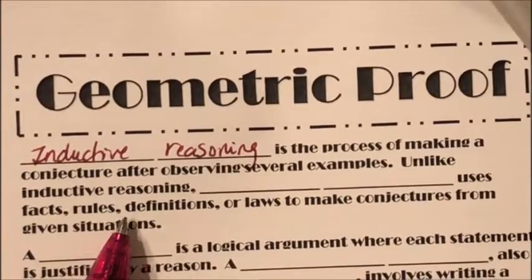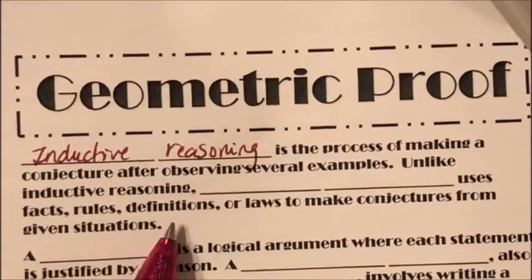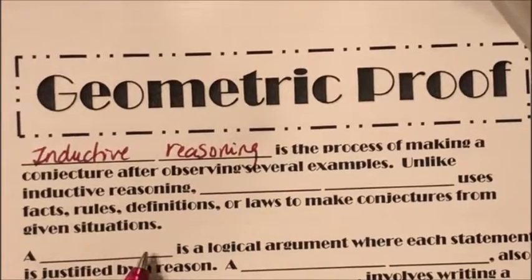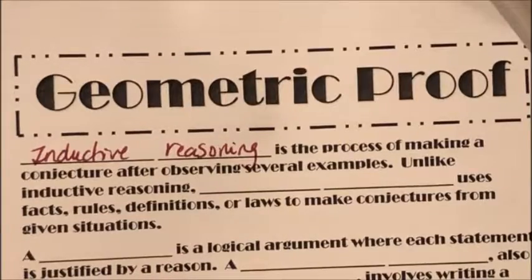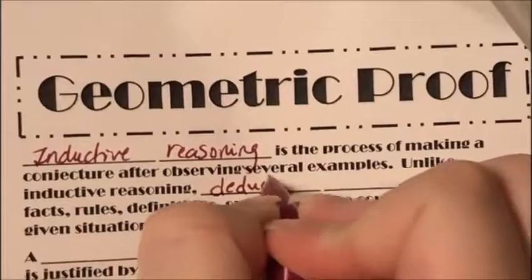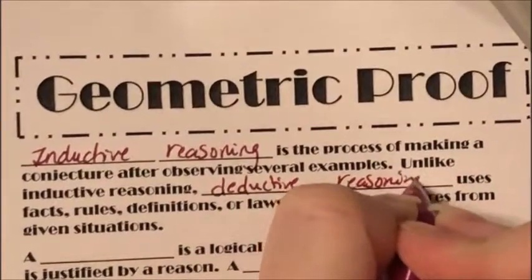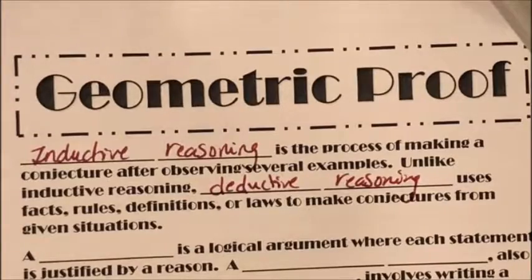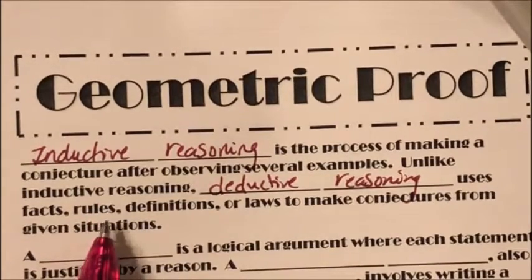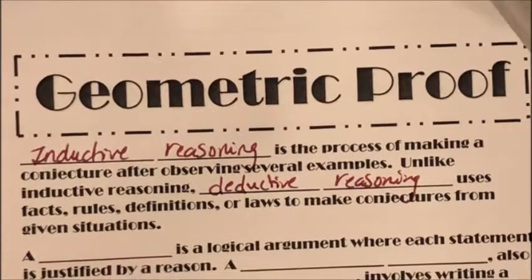Unlike inductive reasoning, blank blank uses facts, rules, definitions, or laws to make conjectures from given situations. In those two blanks, you're going to write deductive reasoning. So inductive, you use a process. Deductive, you use facts, rules, and laws.